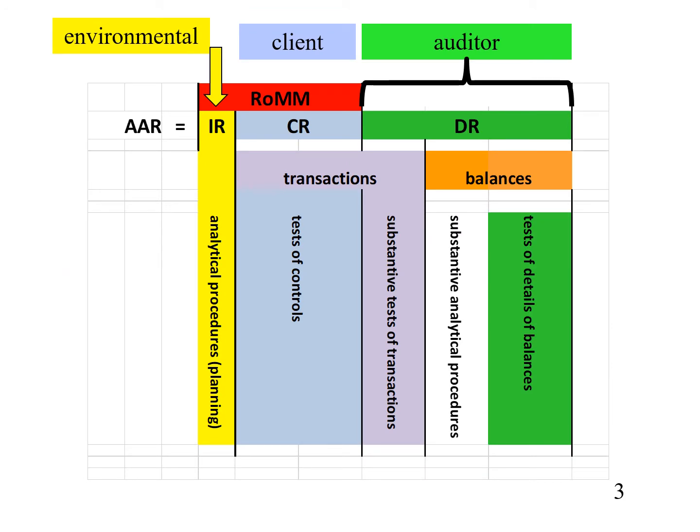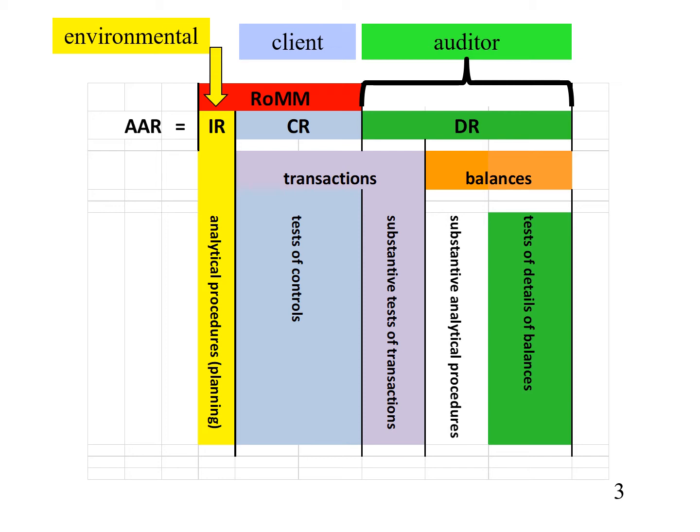This is my little visual again. If it works for you, good. If not, fine. We've got environmental inherent risk, which nobody can control. The other part of ROM, risk of material misstatement, is control risk. So when we combine inherent risk and control risk, we call it ROM, risk of material misstatement.